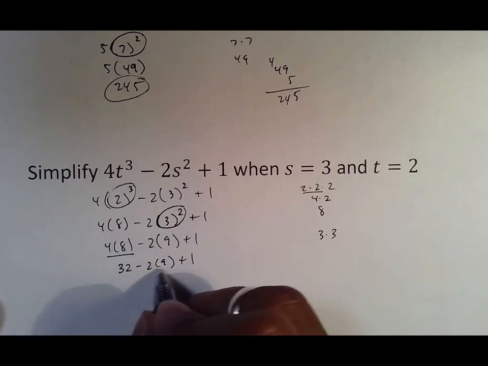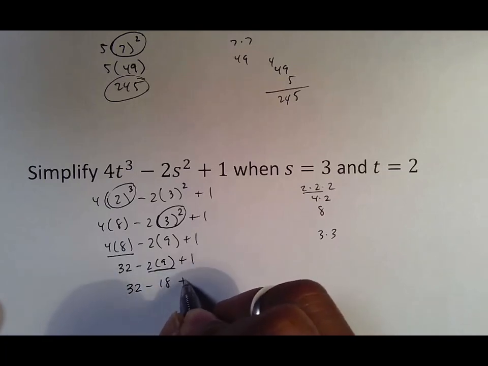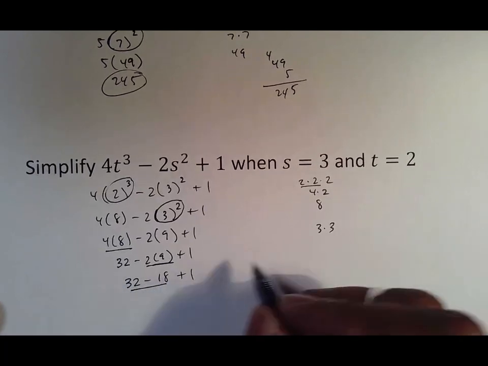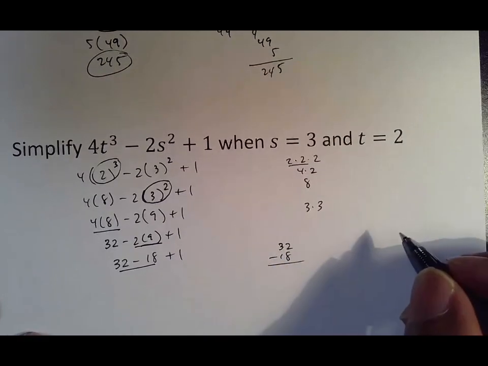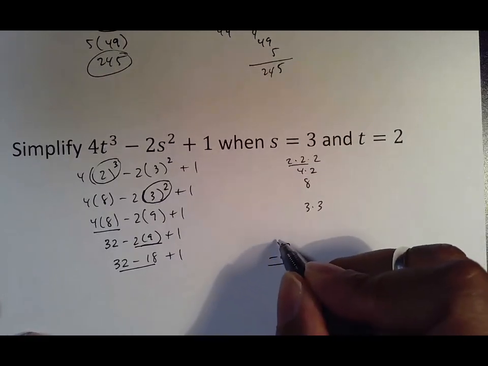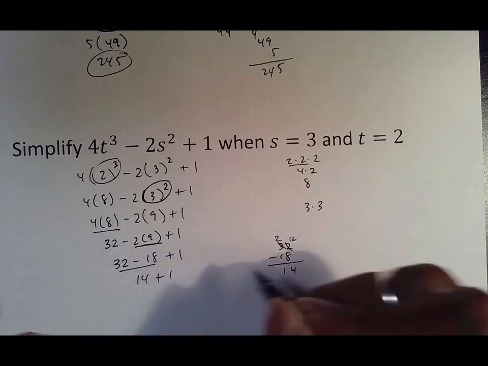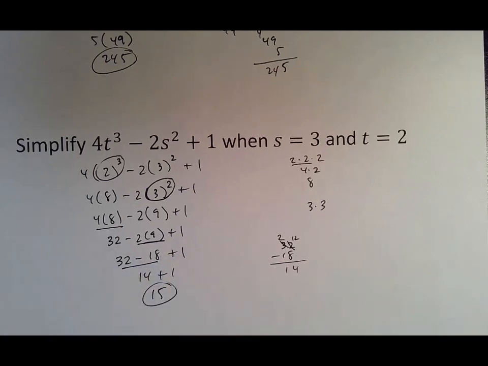Looking at this, I have multiplication here. So 32 minus, that would be 18, plus 1. And now I'm working front to back. 32 minus 18, I don't know what it is. So guess what? I used the training that we worked on the week before. Can't do 2 minus 8. I can do 12 minus 8, which is 4. 2 minus 1 is 1. That's 14 plus 1. And 14 plus 1 is 15.